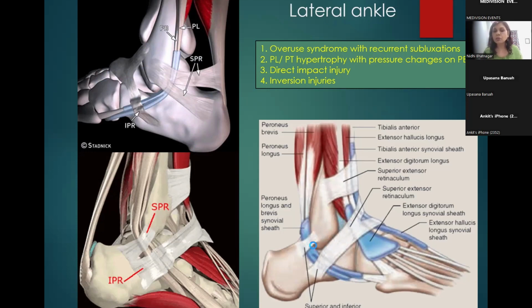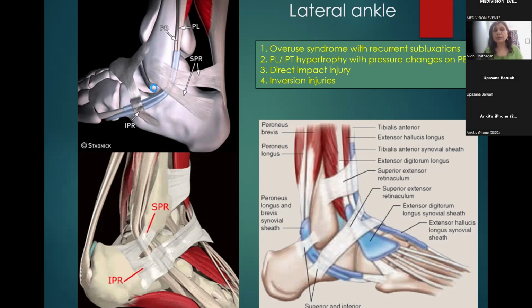And then it blends with what we call the inferior extensor retinaculum. We have to understand the reasons why the peronei tend to become pathologically involved. So of course, we all know about the direct impact injury, and we know about the inversion injuries. But a more important thing that we have to understand are some congenital factors, which are actually more common. And as we are recognizing them in athletes, we come to understand that there are 2 factors.